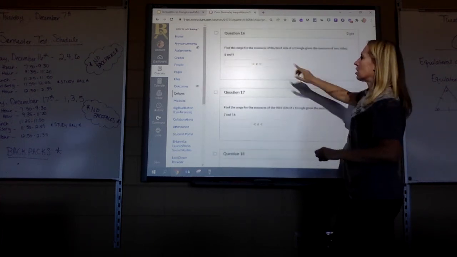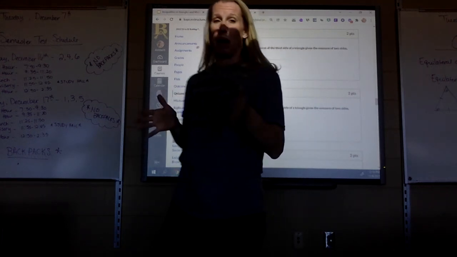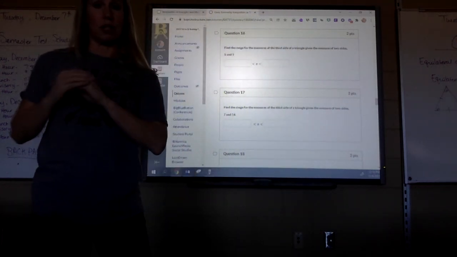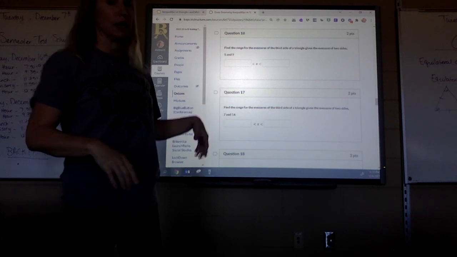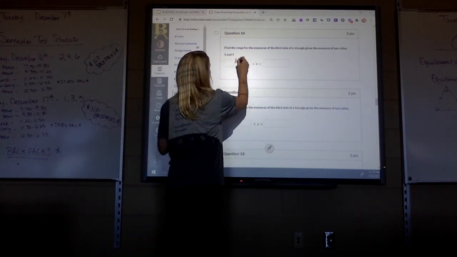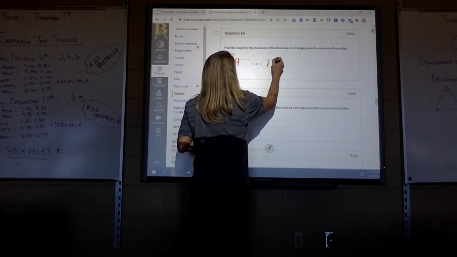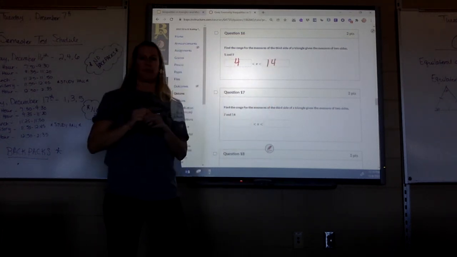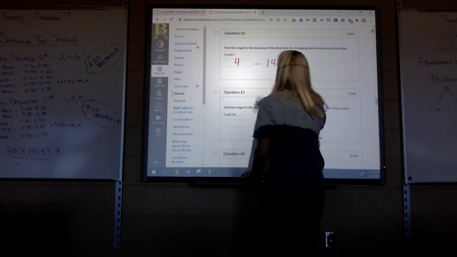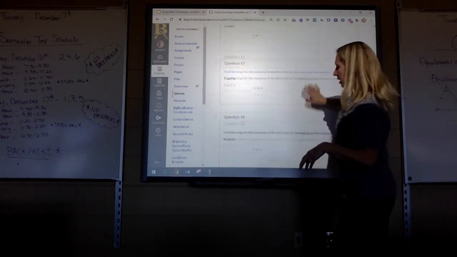You have the ones where you have to find the possible third side length. So just subtract the numbers. 9 minus 5 is 4. And add the numbers. 9 plus 5 is 14. Okay, so subtract and add.